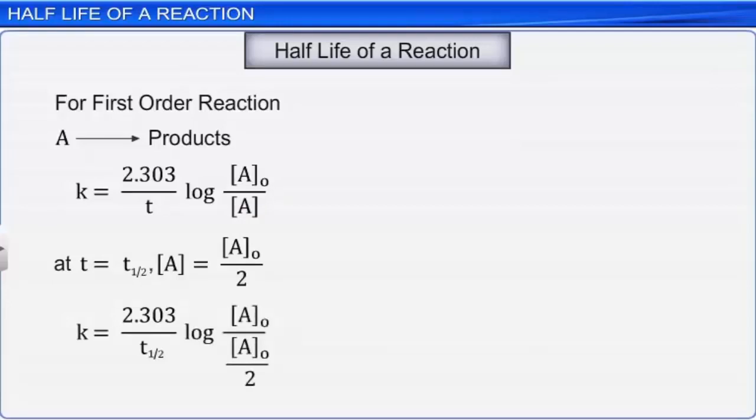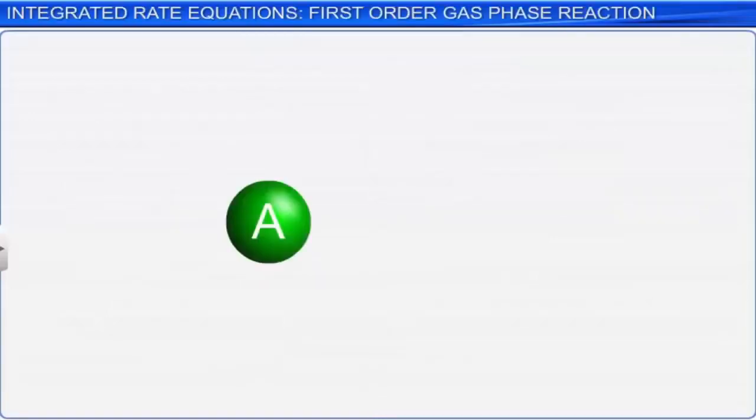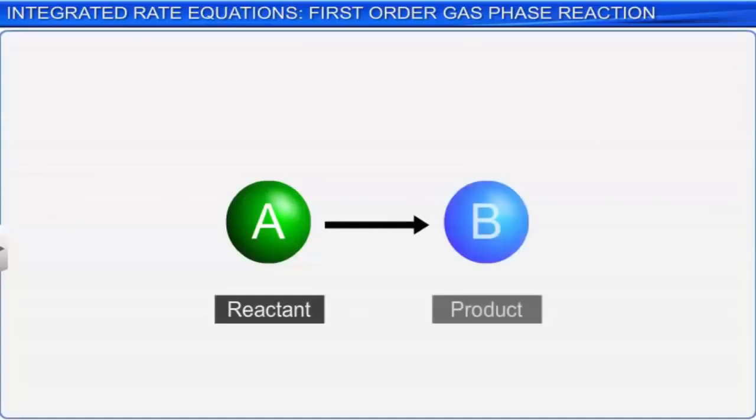On rearranging the equation, we get t1/2 is equal to 2.303 multiplied by 0.301 divided by k. On solving, we get t1/2 is equal to 0.693 divided by k. From this equation, we can conclude that the half-life period for a first-order reaction is independent of the initial concentration of the reactant. Consider a simple reaction in which reactant A gives product B.